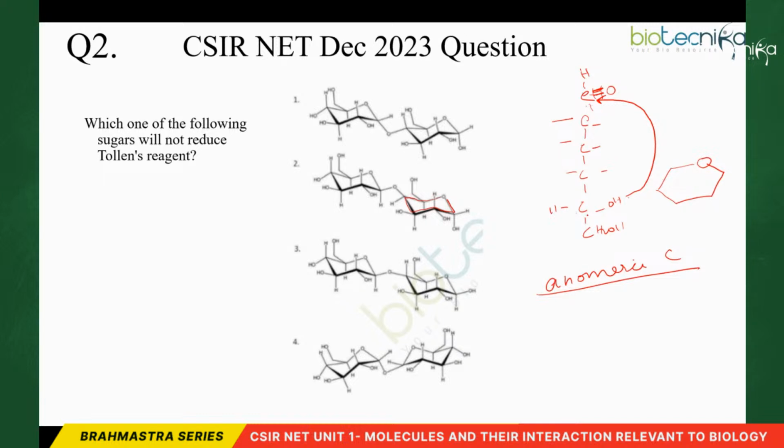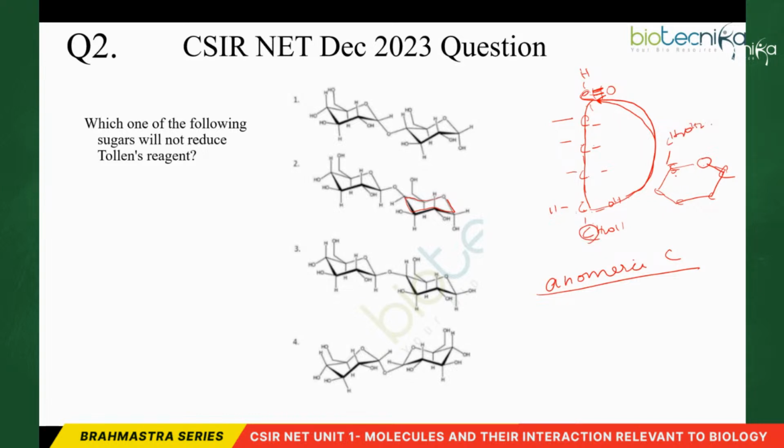Now this fifth carbon will be in the form of a ring. It would be coming in the ring. So this would be the 5 carbon, and one oxygen would be there, and then the other carbons 1, 2, 3, 4. So here you will have 1, 2, 3, and 4. This would be the fifth one, and the sixth one will be outside the ring, CH2OH.